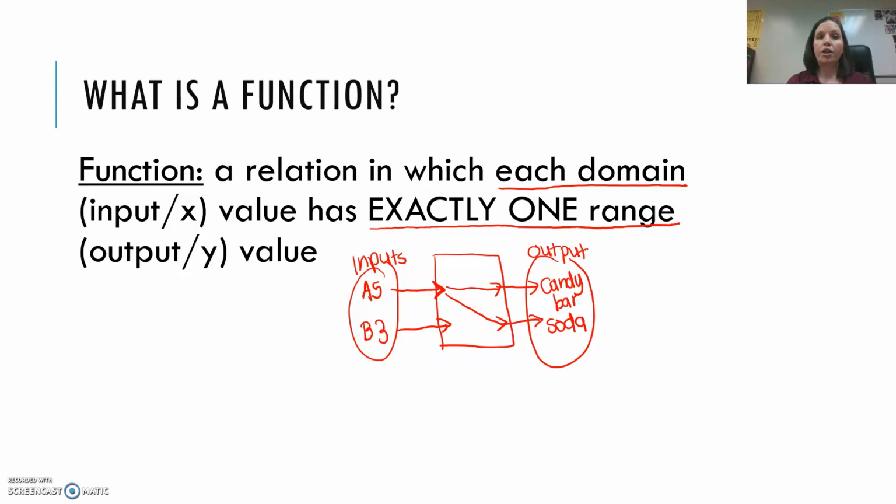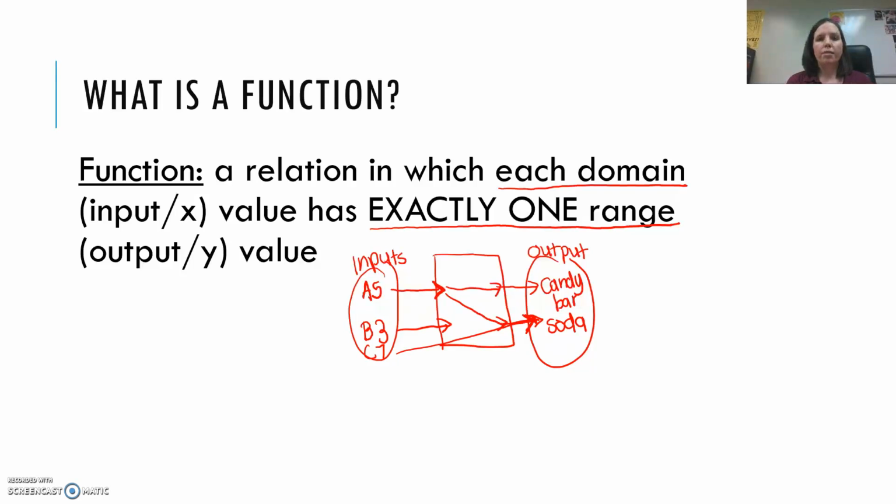That is not a functional relationship. Every input is going to have a single output. Now, could I have a third code, C7, that also gives me soda? That's still possible. Maybe the soda is really popular, so they put it in multiple slots in the vending machine.